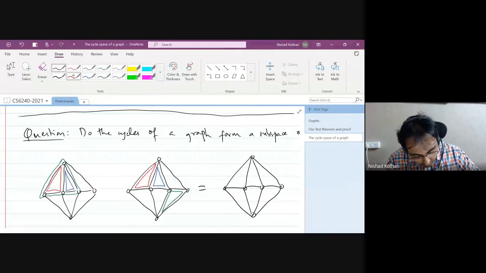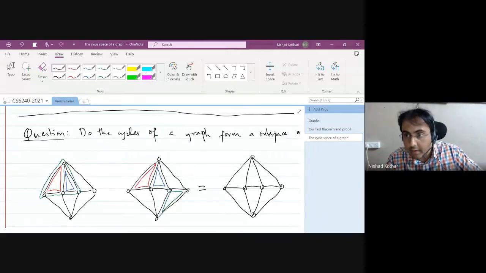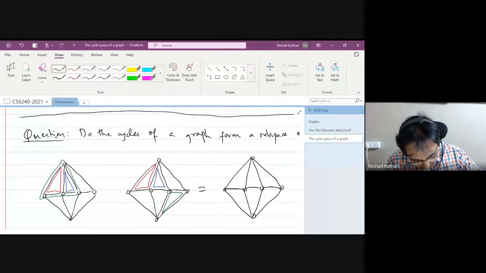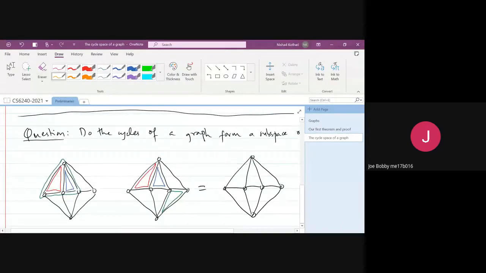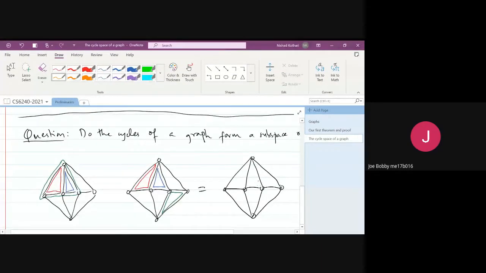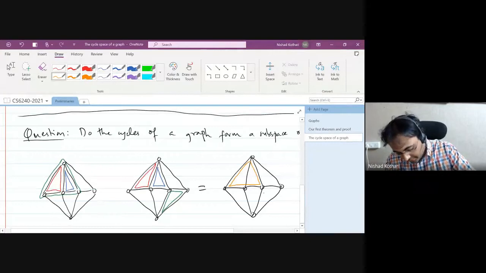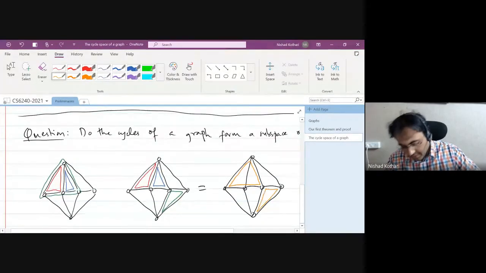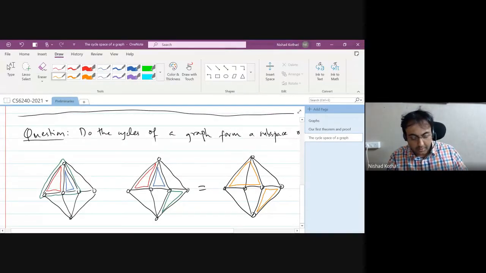Right, so this one turns out to be, yes, Joe, you have a question? So when you say symmetric difference, you mean the addition in GF2, right? That's right. Okay, just wanted to clarify that. Yes, thanks. Okay, so the symmetric difference of these three cycles is now no longer a cycle, right?